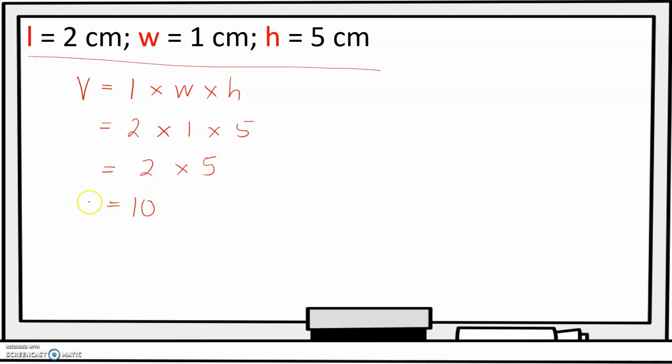But remember that again, for our answer to be considered complete and correct, we always need to put the proper unit. So in here, since the unit given is centimeters, our volume will be V is equal to 10 cubic centimeters, or we can write it this way: V is equal to 10 cubic cm. Okay, now let's proceed to the next example.